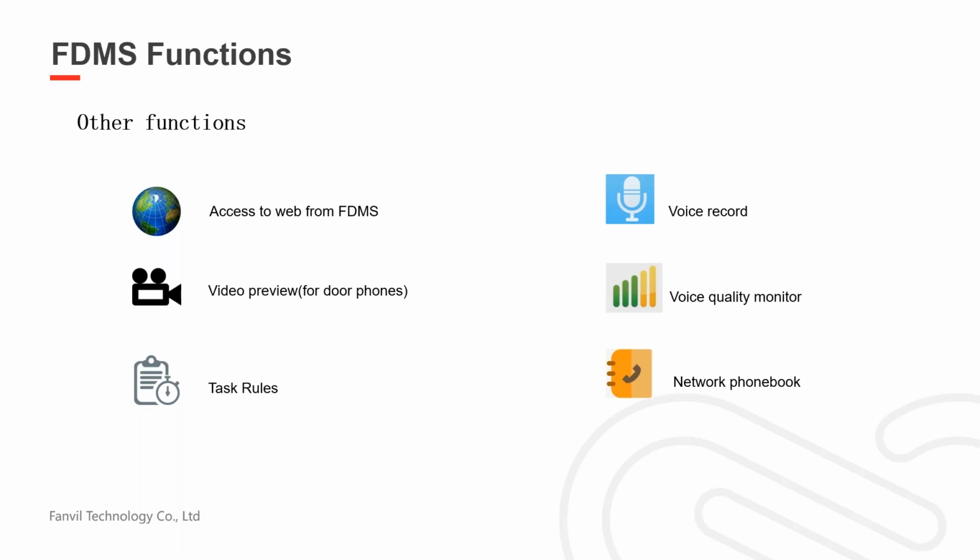And also, we can support video preview for door phone and intercom devices. That means you can use a SIP phone to make SIP video calls with our door phones and our video SIP phones. But if you have our FDMS server, you can also get the video preview on the FDMS graphic UI interface, not in some special app or on other SIP phones. It will also be very useful.